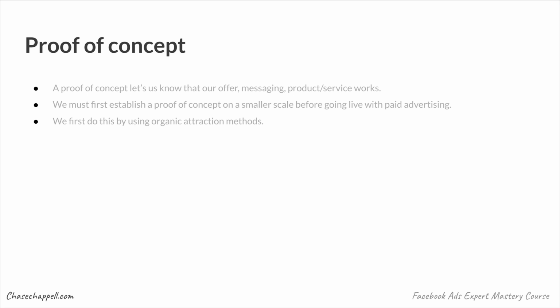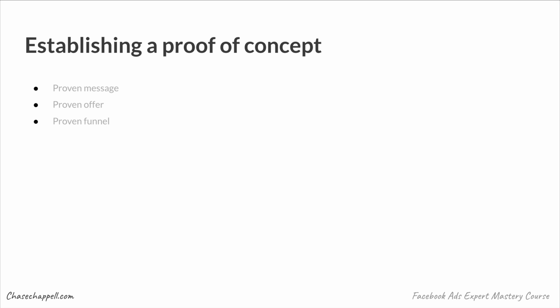If we prove out the concept with organic attraction methods, we're going to be able to identify the best messaging we can start using. We're able to find out a lot of good things prior to going live with the ads, so that we have something set in stone when we do. We must first establish a proof of concept on a smaller scale before going live with paid advertising. We do this by using organic attraction methods: establishing a proven message, a proven offer, and a proven funnel.